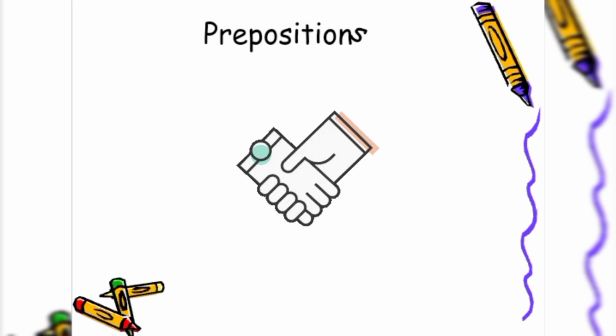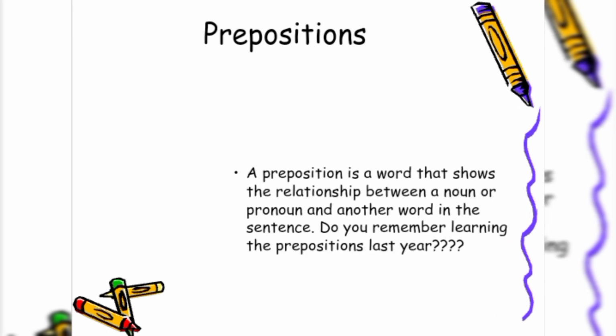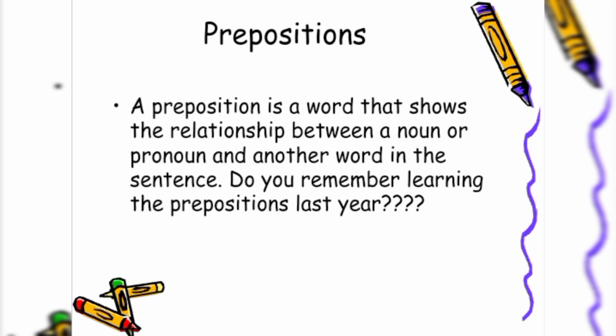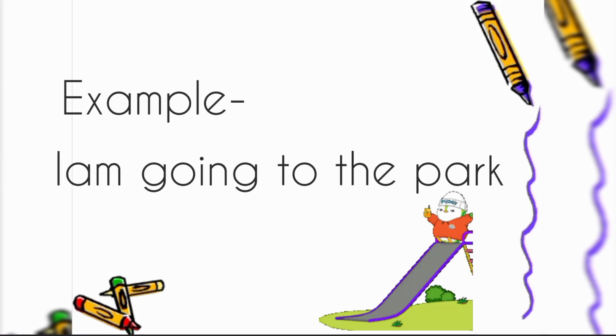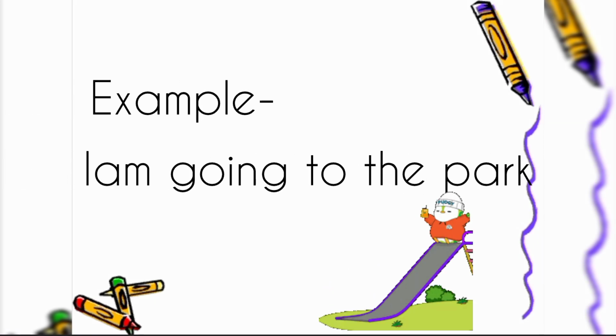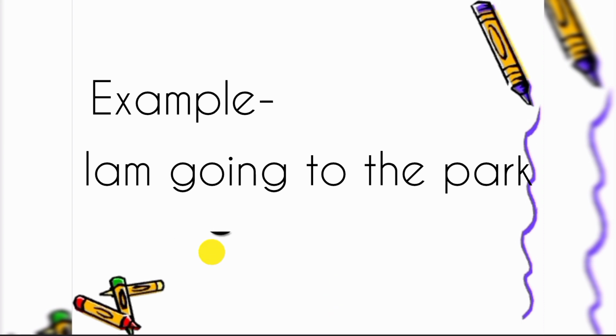Now let's see prepositions in an easy way. See, preposition shows the relationship between a noun or a pronoun and other words in a sentence. Like it helps us understand where something is or when something happened or how things are related. For example, in the sentence, I am going to the park, the word to is a preposition that shows the relationship between going and park.